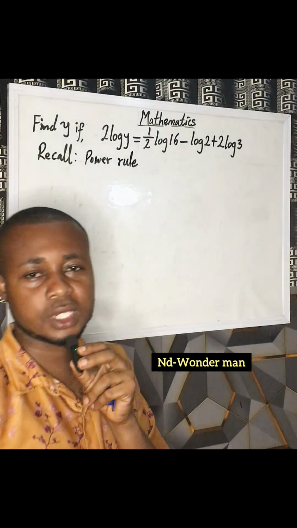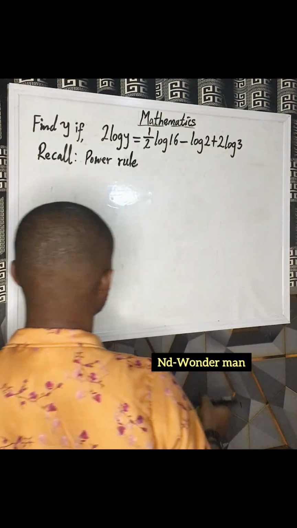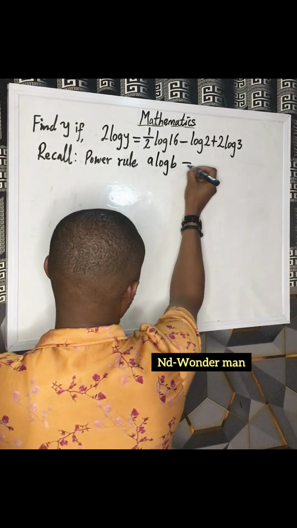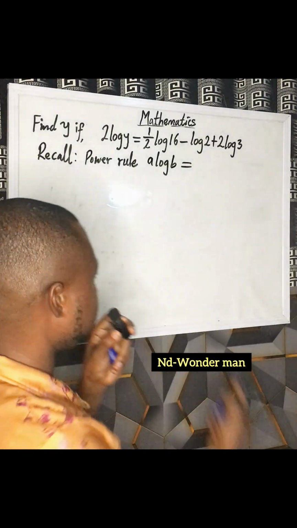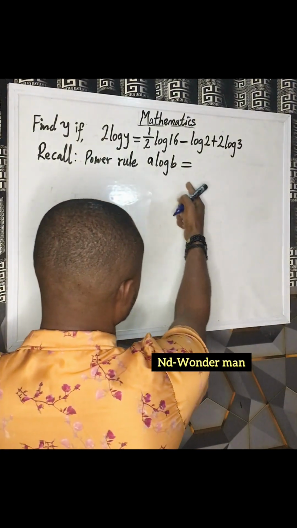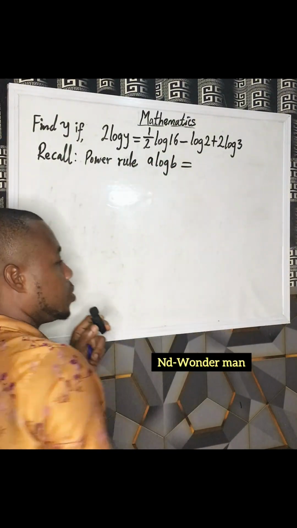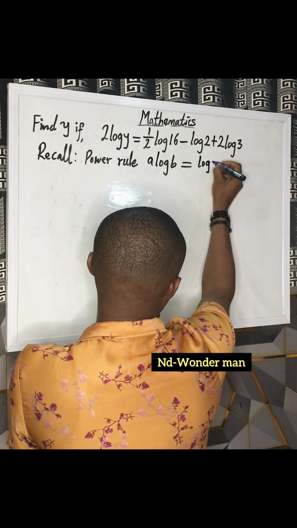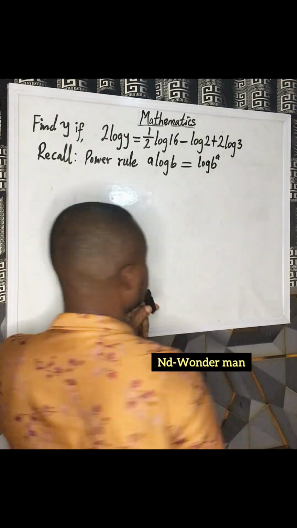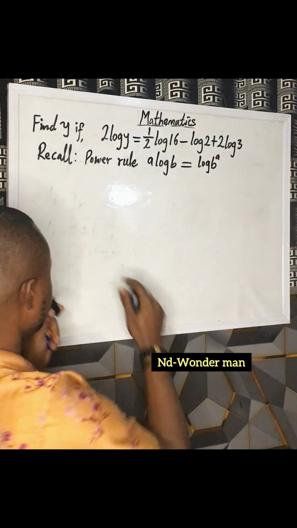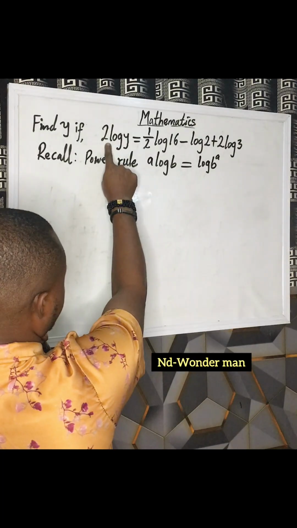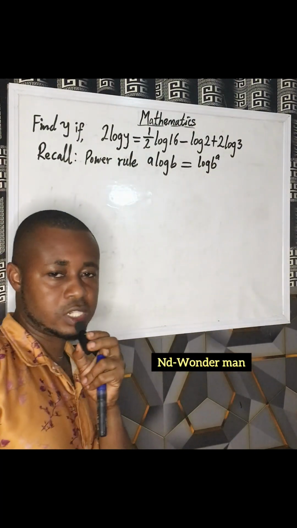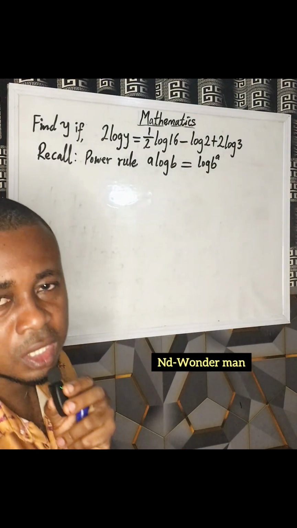In that power rule, let's take for instance, you have a log b. In power rule, a log b, this a which is the coefficient of log b will come as the power. So we'll have log b raised to power a. Is there anywhere we need such? Yes. There is here. There is here. And there is here. So power rule is necessary in getting this solution.